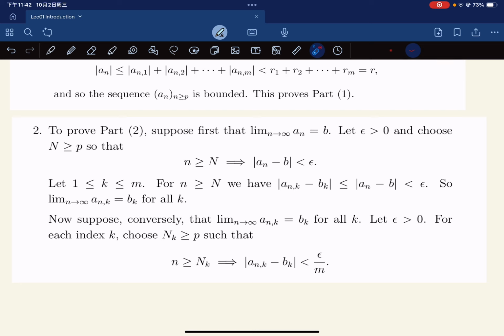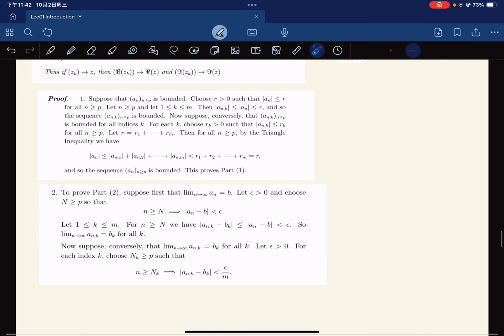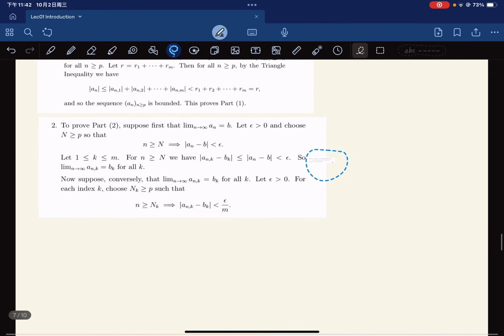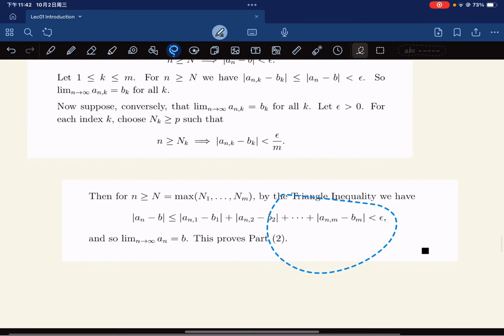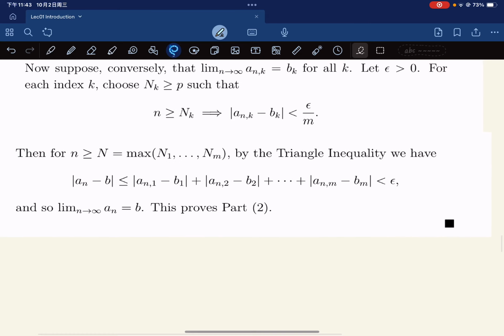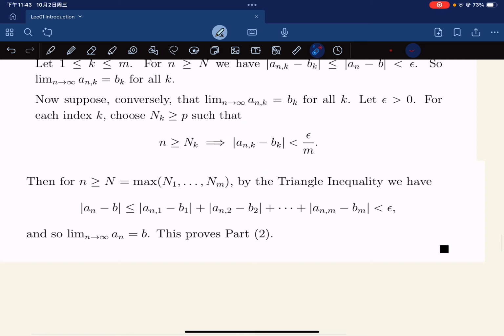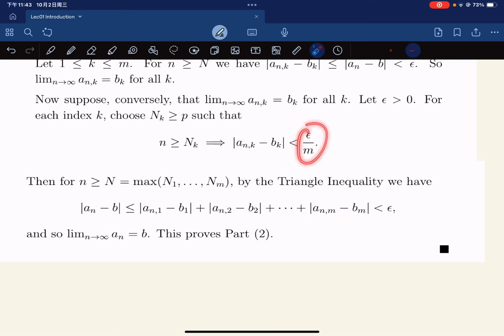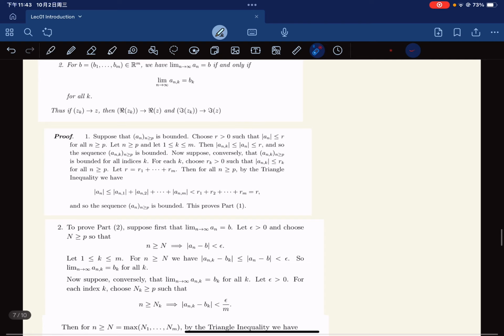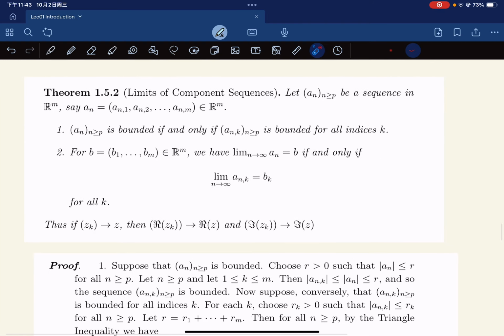So we can do this estimation, and then we just take their sum. First we take the maximum N, and by the triangle inequality, this will be this, and it's less than epsilon, because we have m copies of this. So a_n converges to b, and this proves part 2. Okay, so yeah, we have the limits of component sequences.